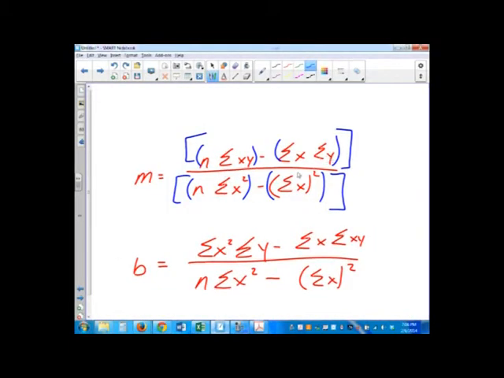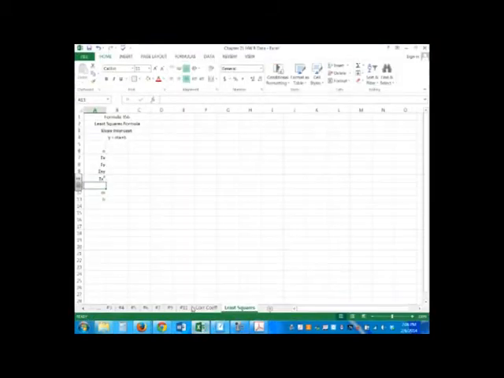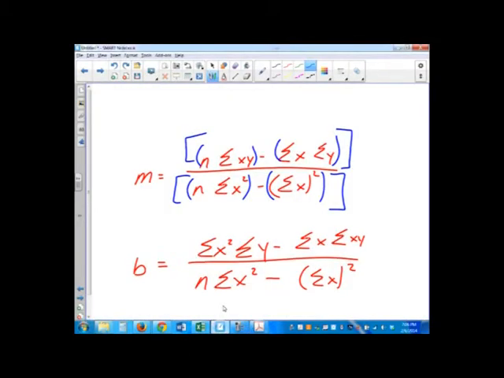If we look through all of this, we have the summation of y, we have the summation of x, the summation of x squared, xy, but there's no y squared anywhere in here. So I'm going to get rid of that one variable so we don't accidentally use it.